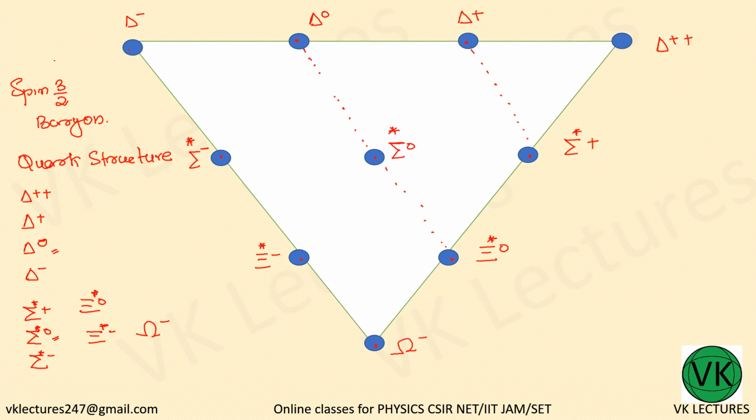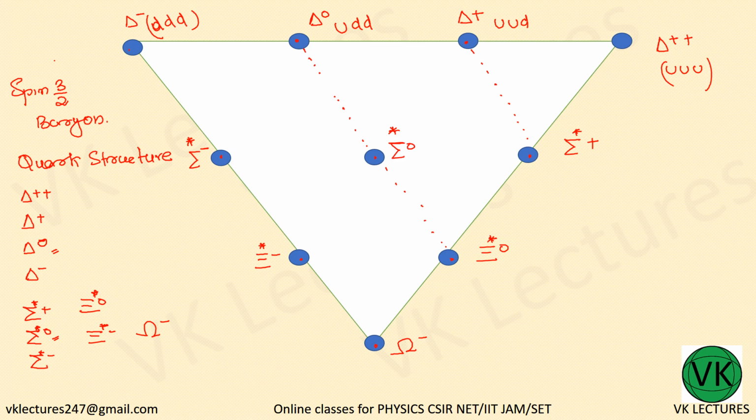Now coming to the quark structure of which it is made, it starts from UUU and slowly it becomes UUD and UDD, with an increase in D and decrease in U, and it is completely DDD. So it starts from UUU and ends in DDD.